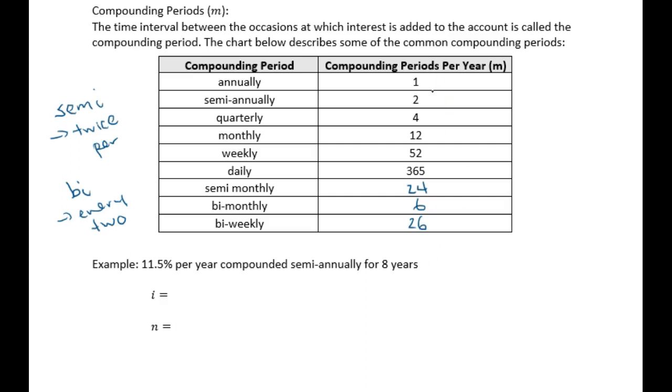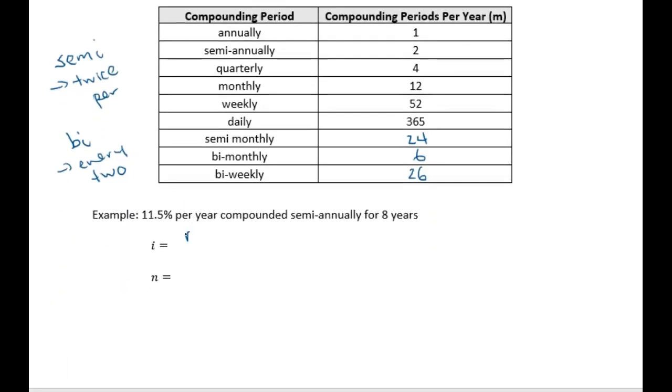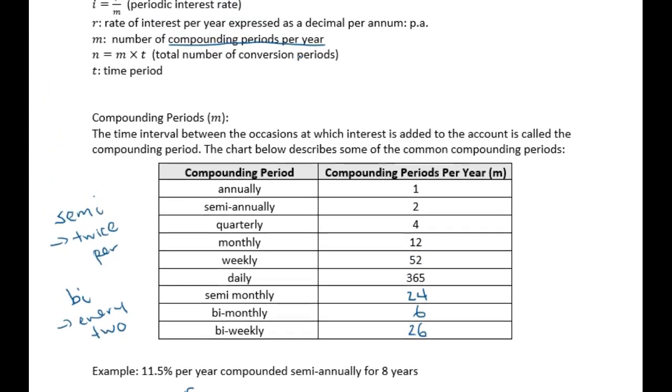So this is really important to determine how we come up with our present value and our future value numbers. So let's just do an example of calculating our new i formula and our n formula. So i, remember, is going to be r divided by m. It's your periodic interest rate, so it's your rate of interest divided by your compounding periods. And then your n value is your total number of conversion periods. So it's your time period, how long your loan is, or whatever you're looking at, times your number of compounding periods. So m times t.